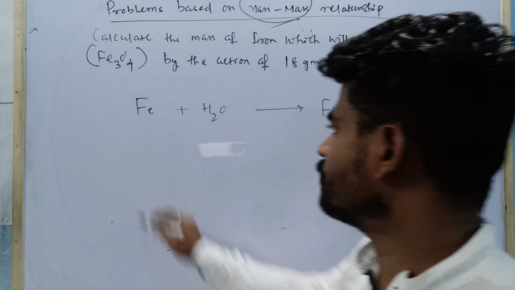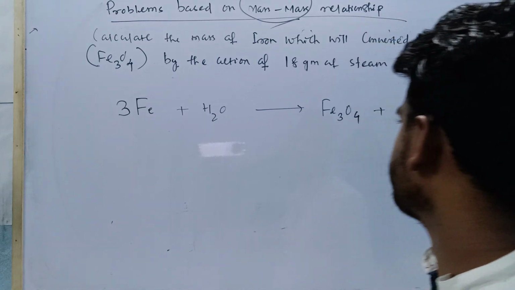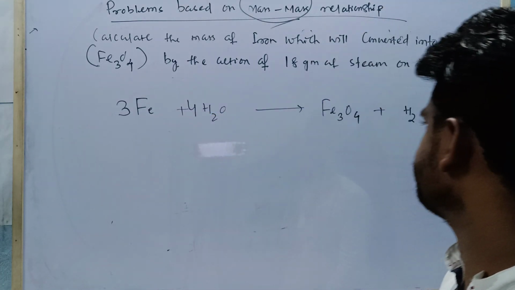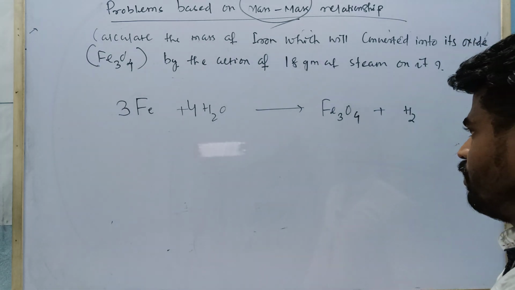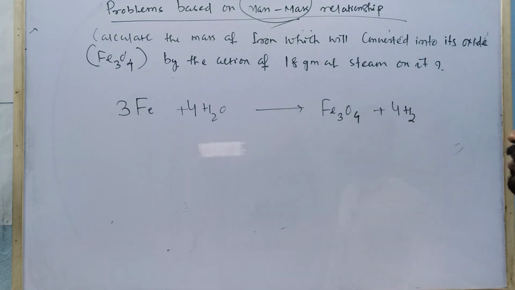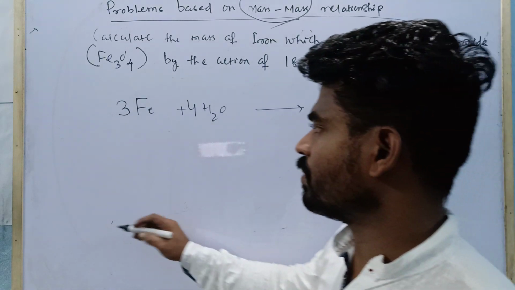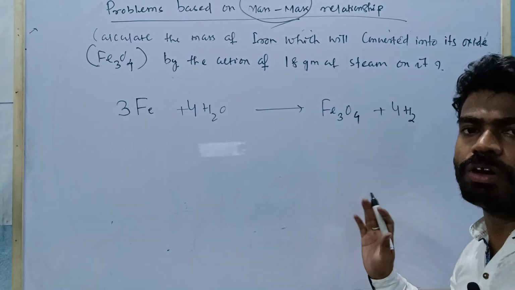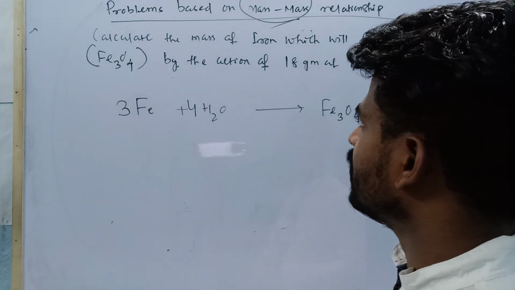So you just balance this equation, that will be 3Fe. Oxygen 4 means here you have to multiply 4, 8 hydrogens, so that will be 4H2O. This is your balanced chemical equation. First you just write down the balanced chemical equation. Unless you balance the chemical equation you can't proceed. Okay, so this is the balanced chemical equation.